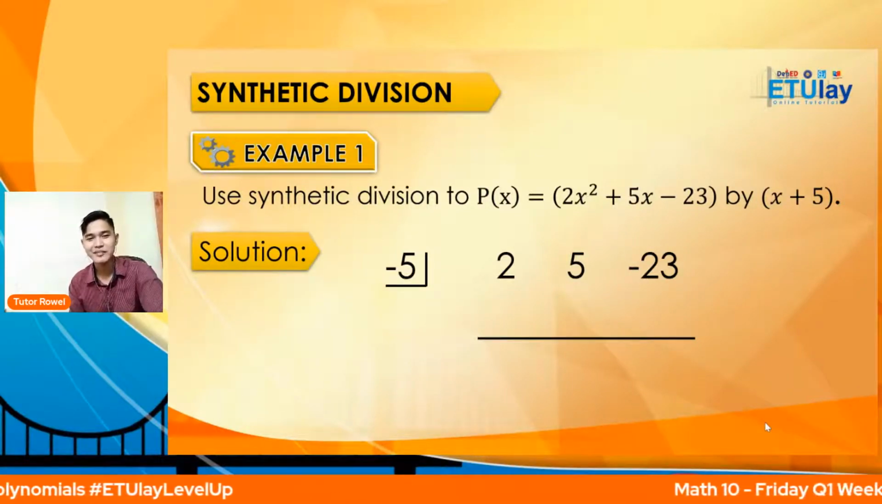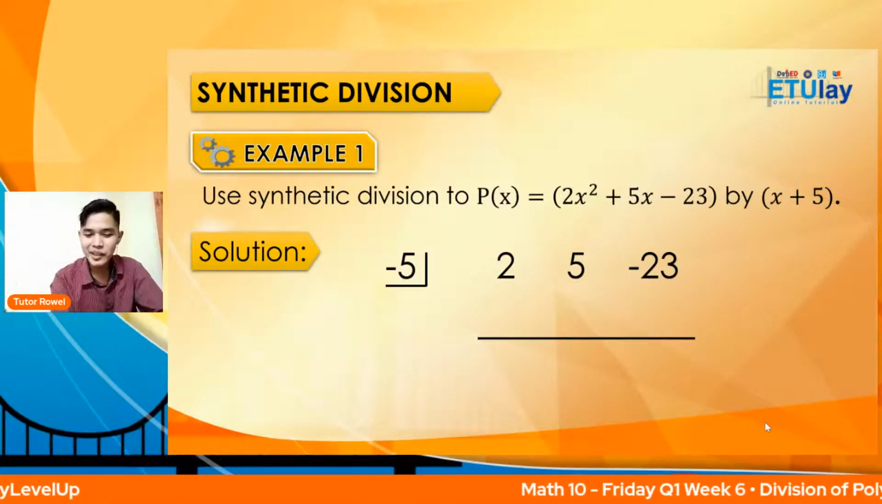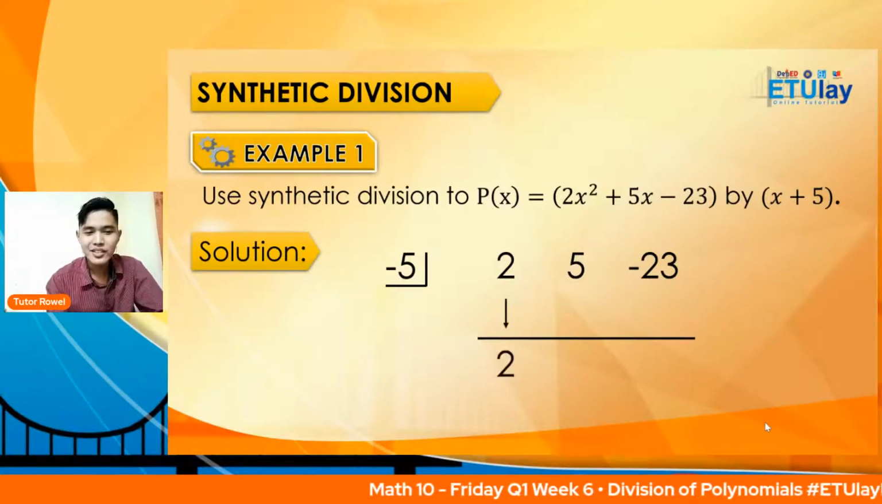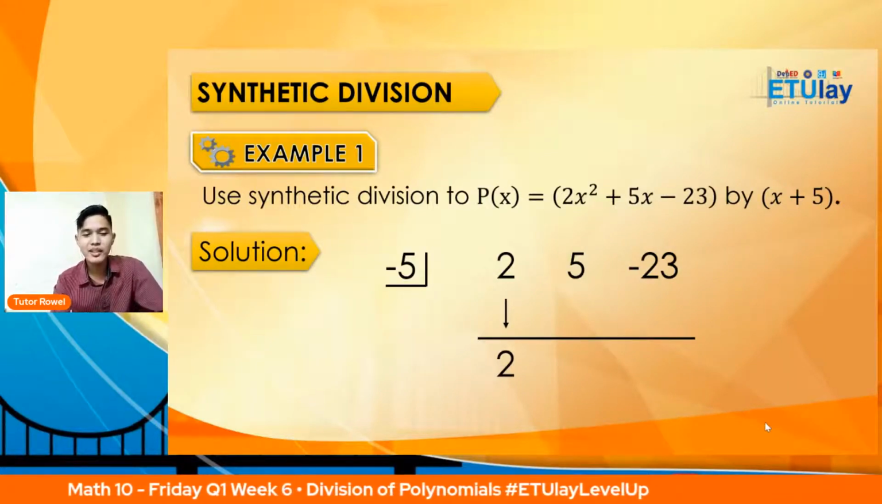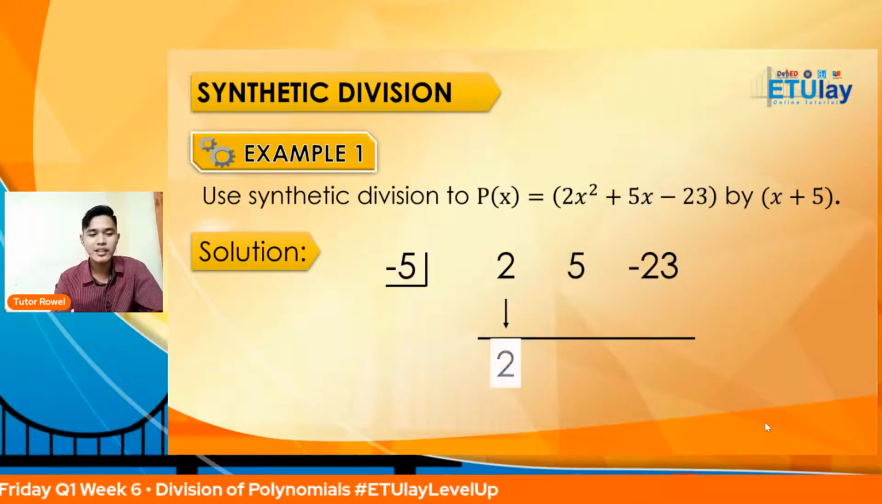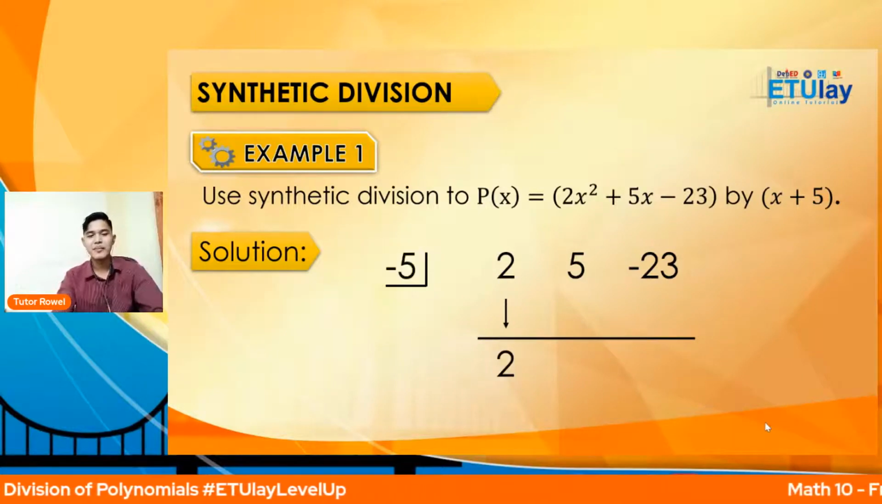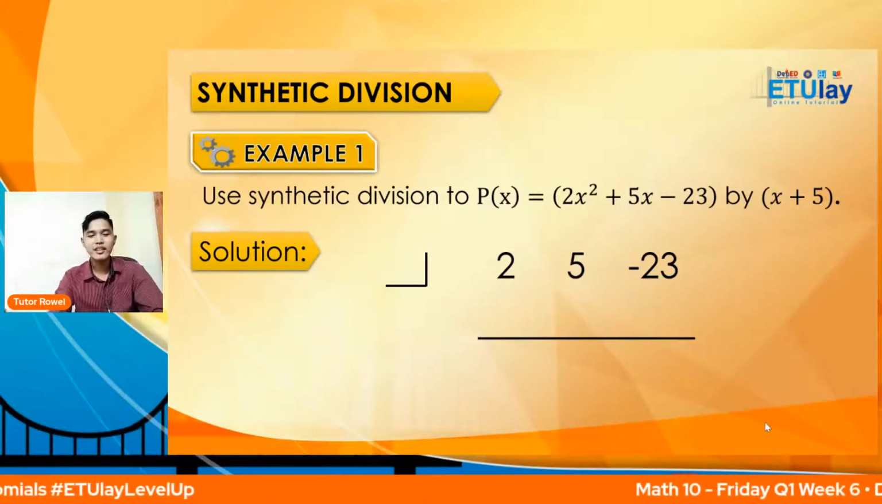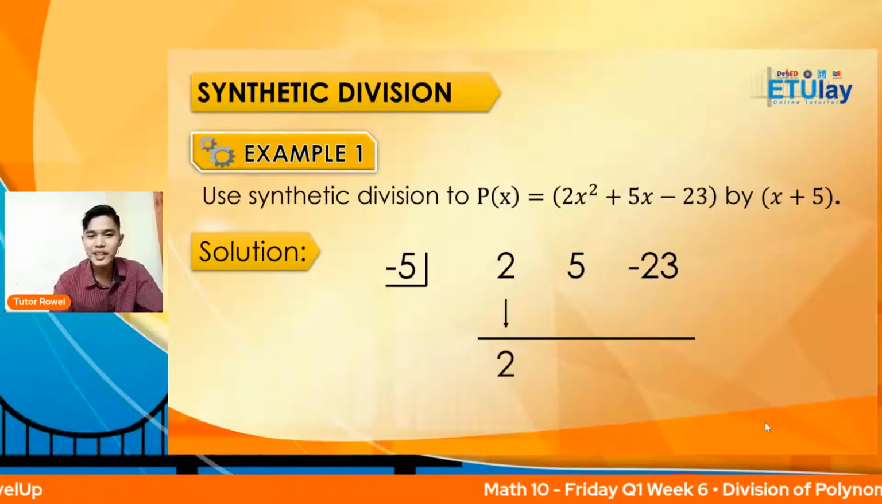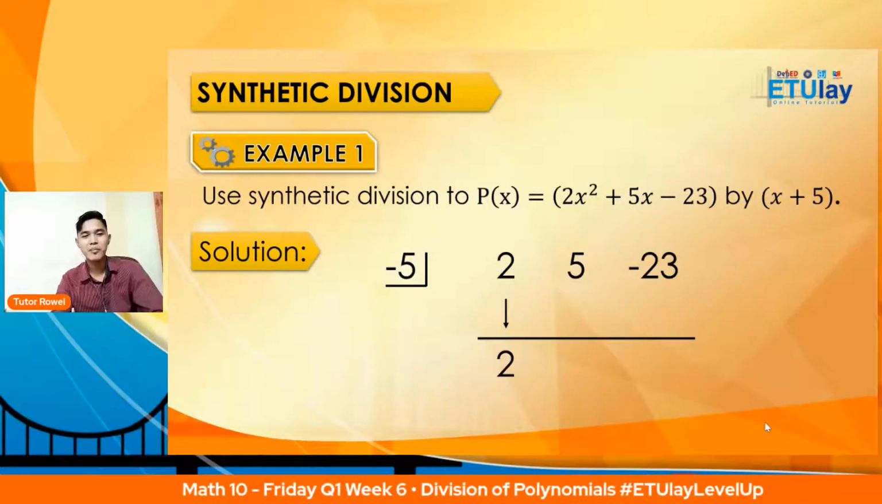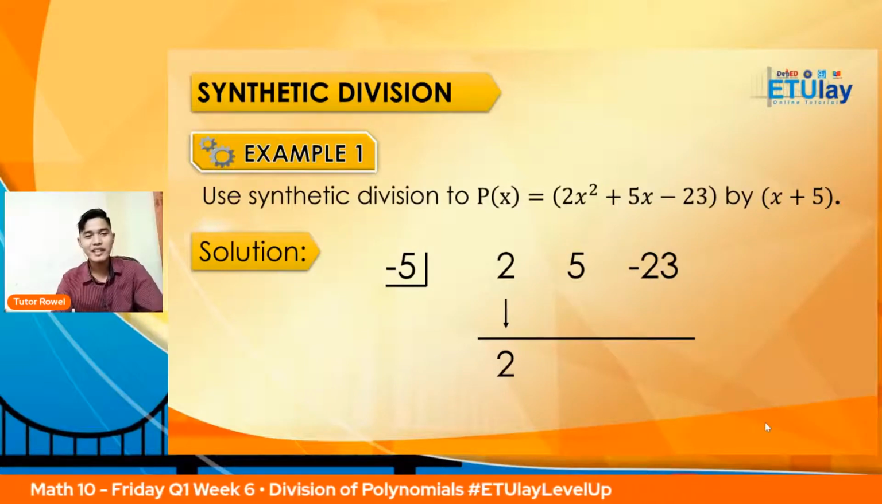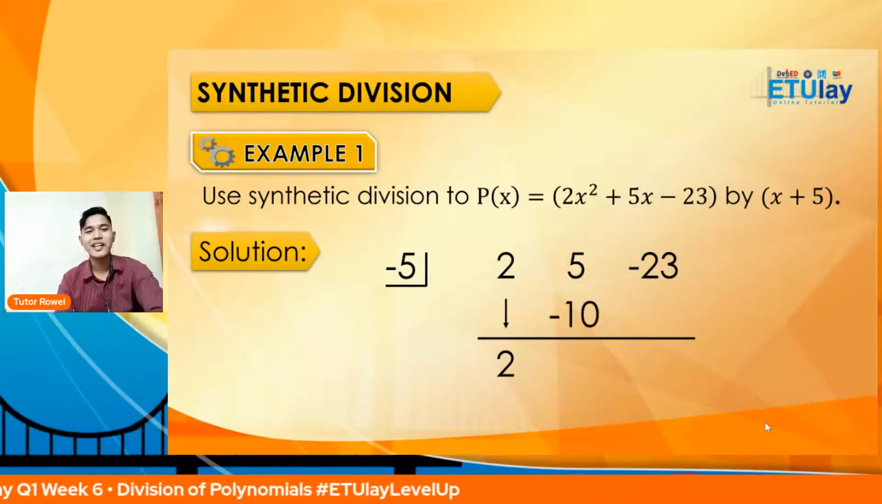What is next? Pay attention. Ang gagawin, ibababa natin si 2. Pag nababa na si 2, ang sunod na gagawin, i-multiply natin si 2 at si negative 5. Ulitin natin, ibababa si 2, bring down 2. After that, multiply 2 and negative 5. 2 times negative 5, that is negative 10.